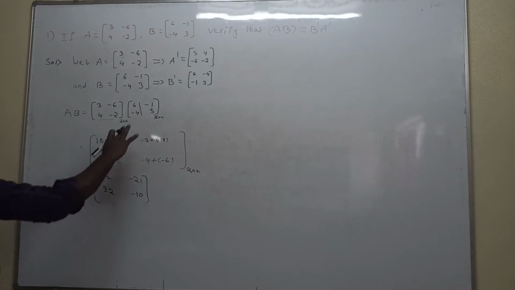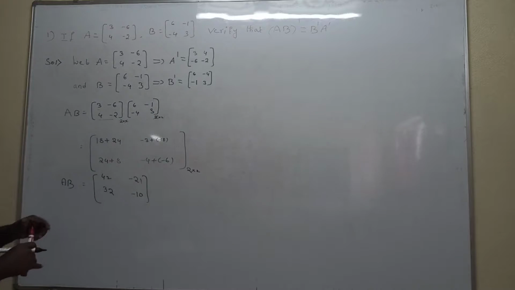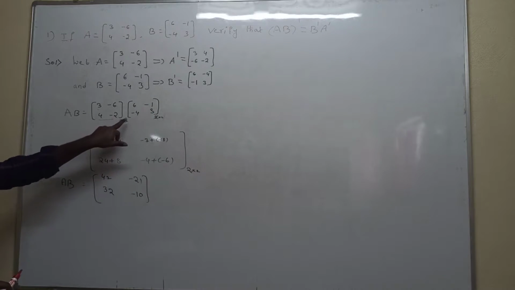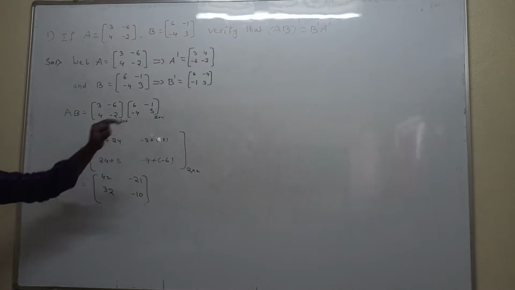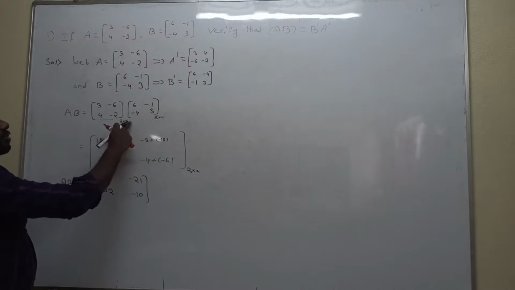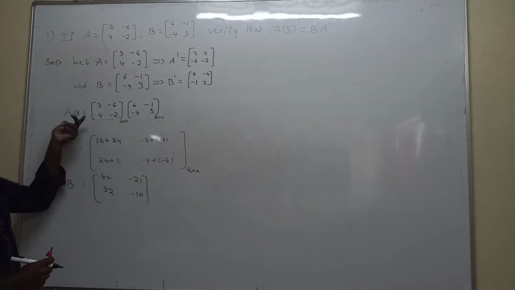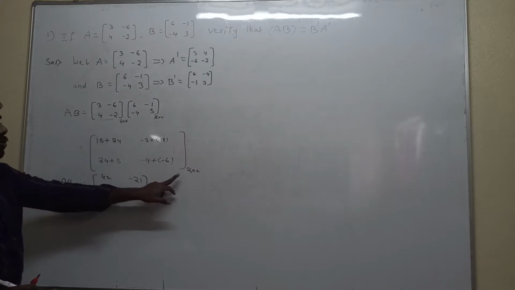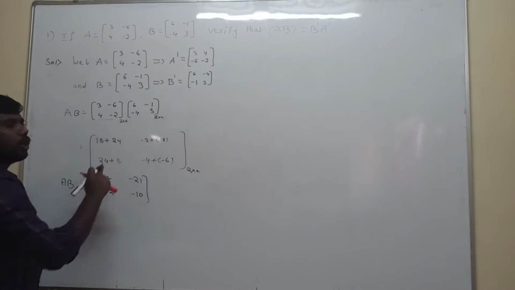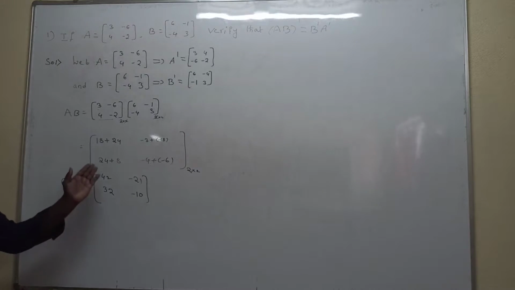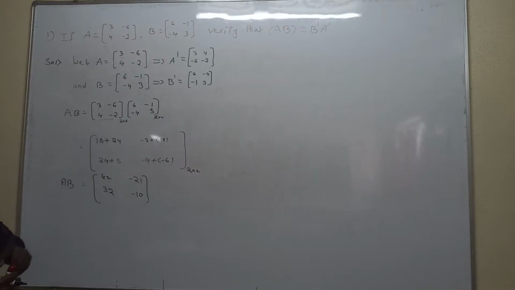Everyone understood how to find the product of two matrices? We can check whether the product is possible or not. How to check: the number of columns in the first matrix must equal the number of rows in the second matrix. Both are equal, so the product is possible. After the product of the two matrices, we get the order 2 by 2, meaning 2 rows and 2 columns.